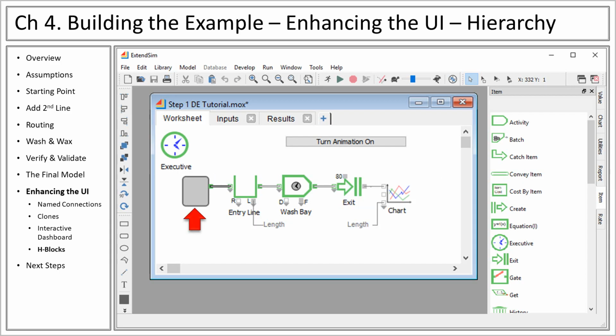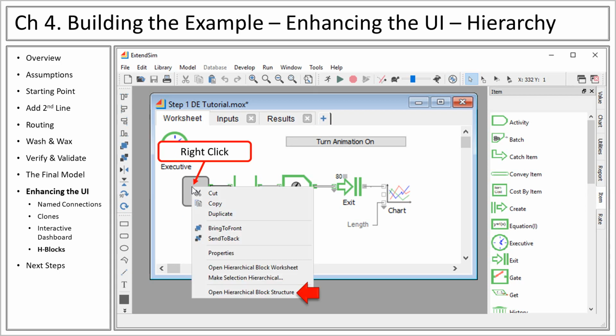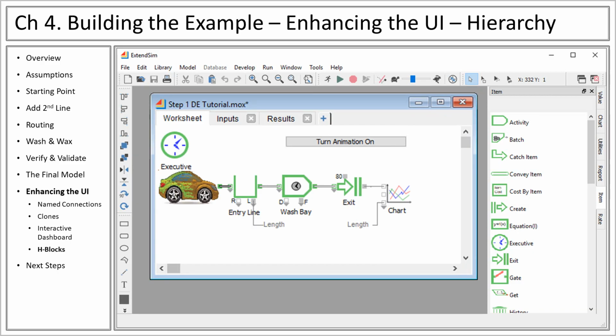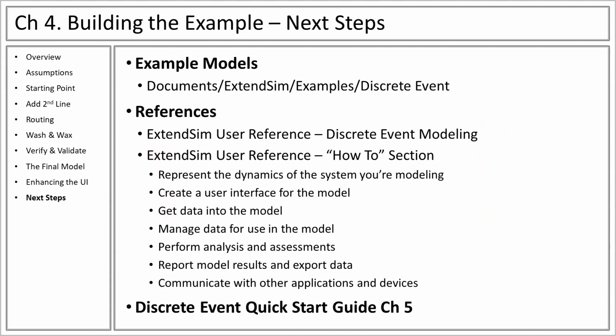This is the default icon for the H-block, but we can go in and change it to clip art if we want. Simply right-click on the block and select Open H-block Structure. Go to the Icon tab of the Structure window and change the icon to anything you want. You can paste clip art or pictures or make it your own image. And once we close it, we might need to clean up the lines a bit. Then we are done. This is how to set up an H-block.